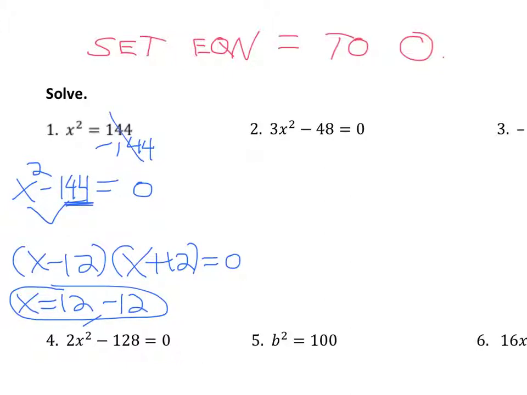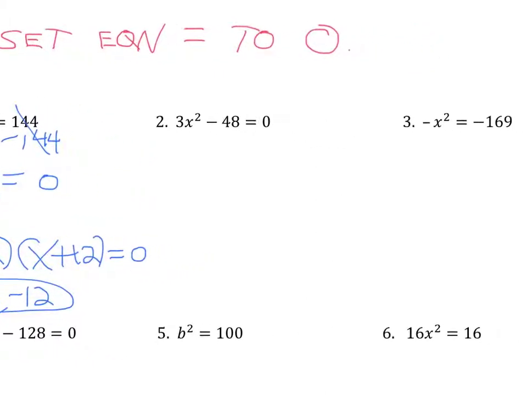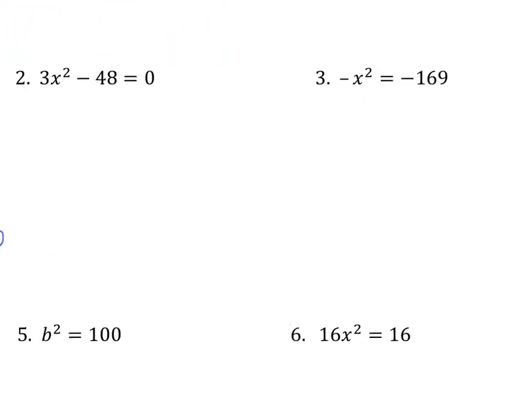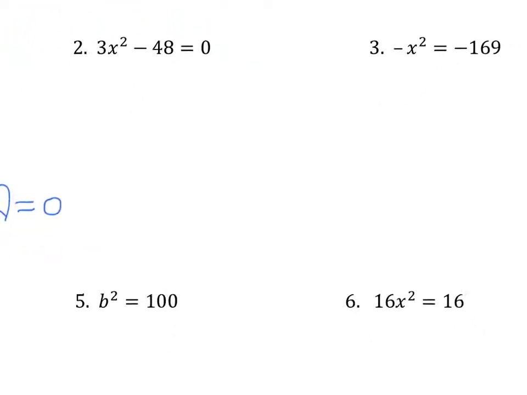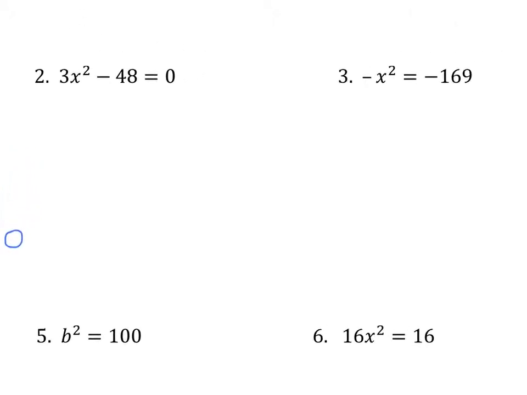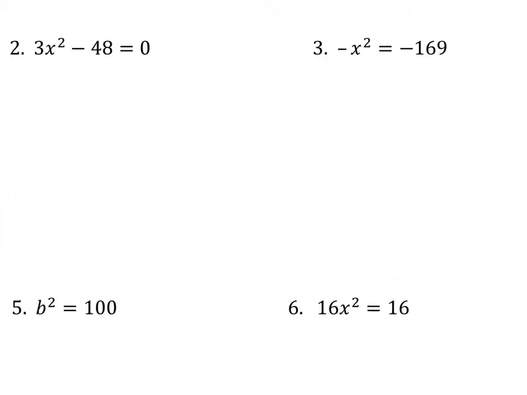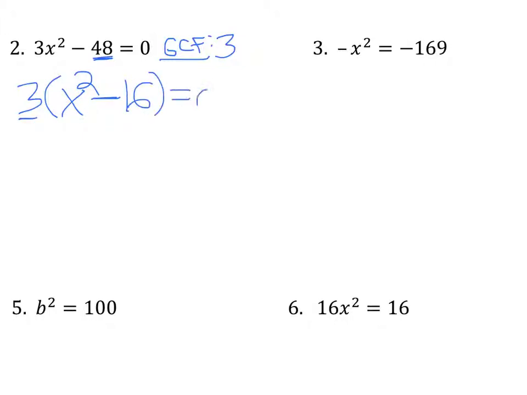Okay, if I move to number 2, good thing is it's already set equal to 0, so I don't have to rearrange the terms. But this one does have a GCF. For 3 and 48, 3 goes into 48, so I can pull a 3 out. Now when I pull out the 3, then on the inside I'm going to have x squared minus, and then 48 divided by 3 is 16, and that equals 0.